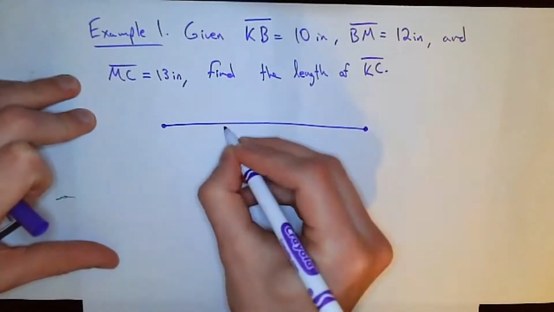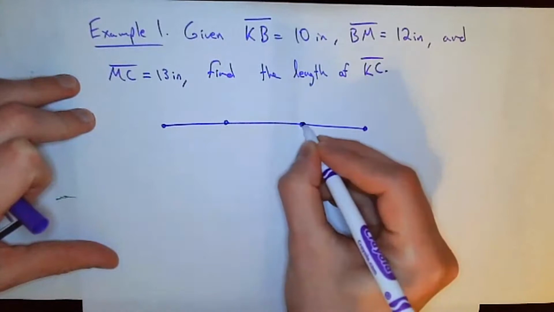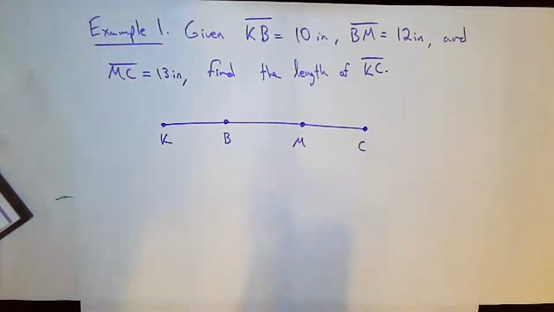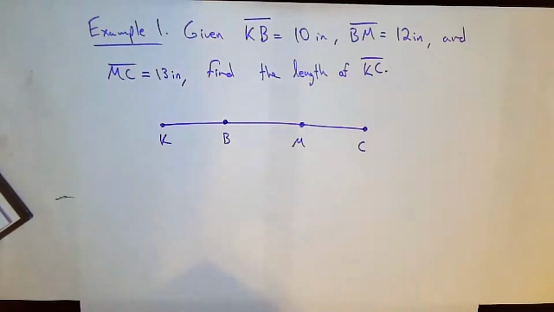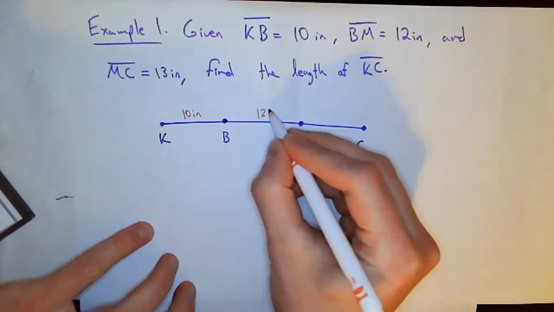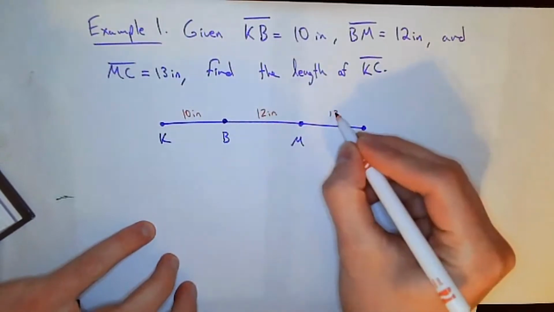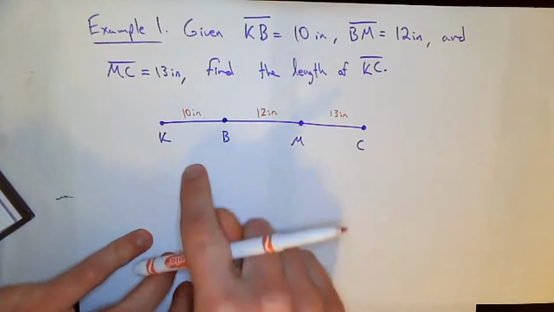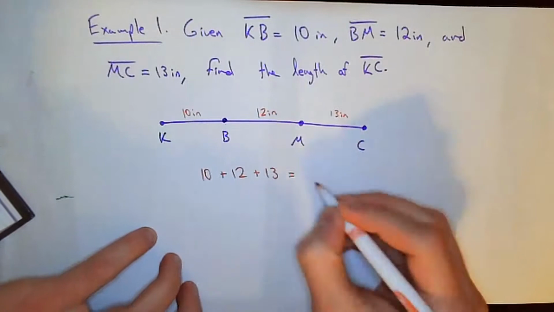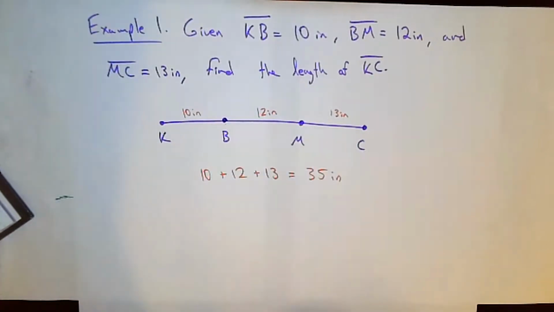So I've got a line segment split up into pieces here. There's K, B, M, and C. Find the length of KC. Well, I see that KB is 10 inches in length, BM is 12 inches in length, and MC is 13 inches in length. So how do I find the length of KC all the way across? Well, I'll just add them all. 10 plus 12 plus 13 is going to give me 35 inches.